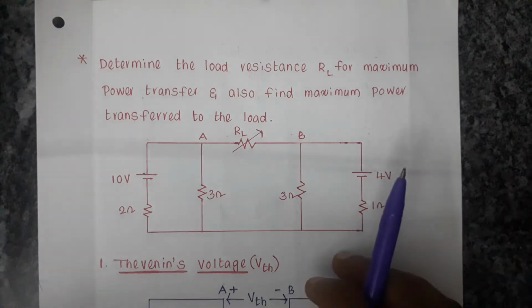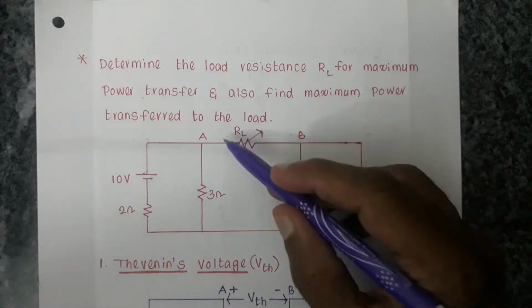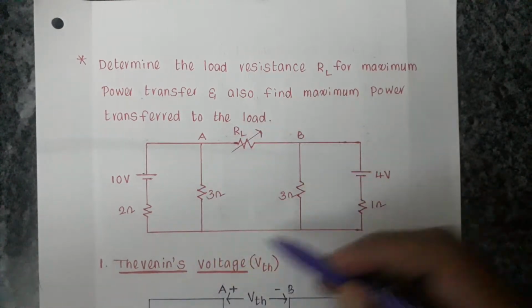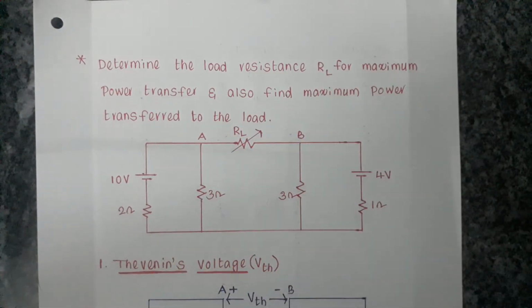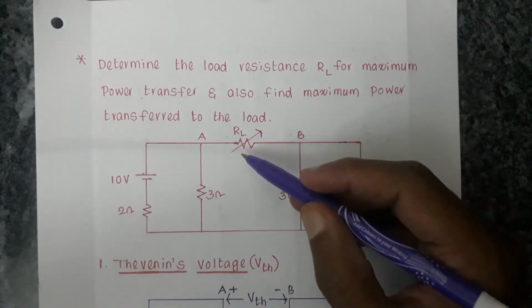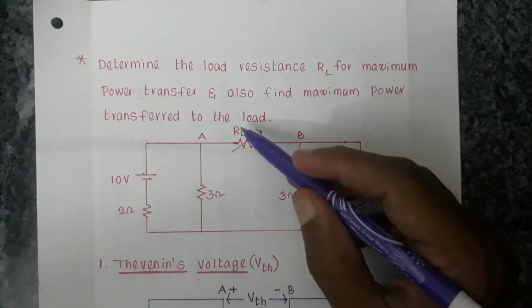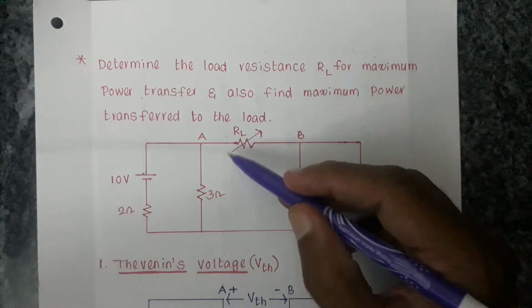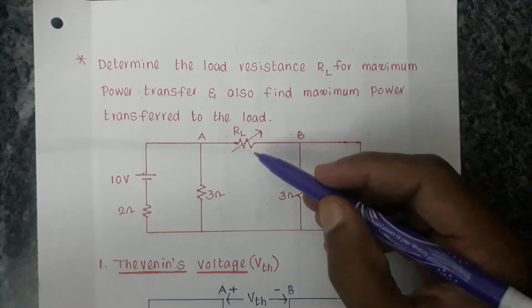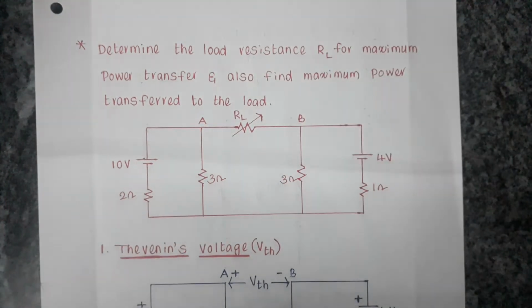Now we have to find what is the value of RL such that RL receives maximum power from this circuit, and what is the amount of that maximum power. So here, what is the value of RL and what is the maximum amount of power this RL takes.